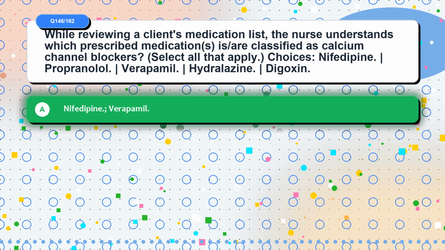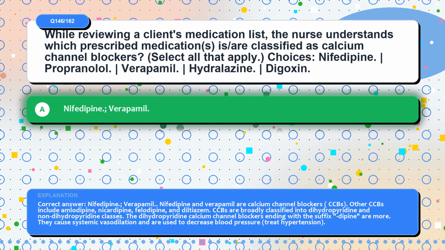The correct answer is option A. Nifedipine, verapamil. Nifedipine and verapamil are calcium channel blockers, CCBs. Other CCBs include amlodipine, nicardipine, felodipine, and diltiazem. CCBs are broadly classified into dihydropyridine and non-dihydropyridine classes. The dihydropyridine calcium channel blockers, ending with the suffix dipine, cause systemic vasodilation and are used to decrease blood pressure and treat hypertension.